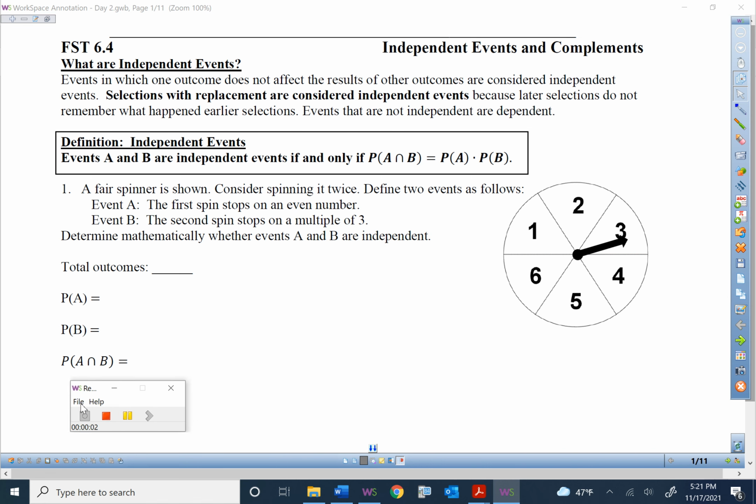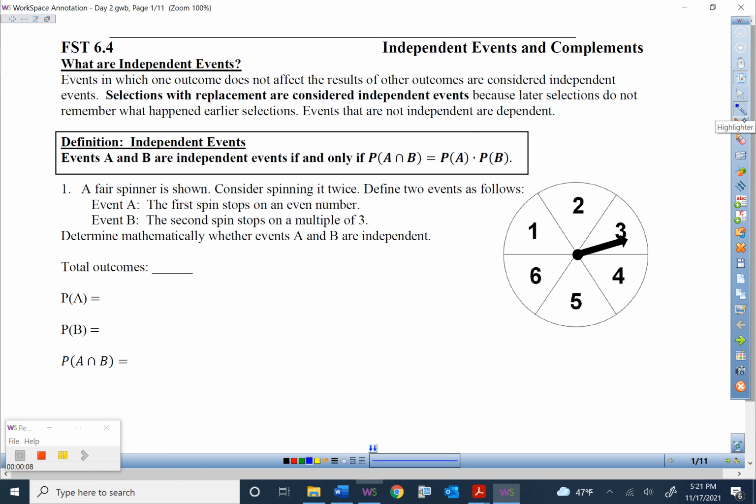All right, folks, today's lesson is going to concentrate mostly on independent versus dependent events, but we are going to do some review of complements and some other items we've seen in this chapter. Okay, so starting out, we're going to talk about the definition of independent events.